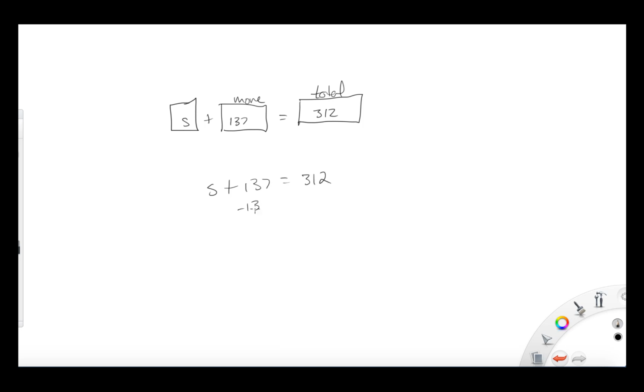And again, subtracting this, S equals, and then we're going to do this subtraction problem. And again, 175 is going to be the answer for S. So you're just doing some simple equation writing based on what the problem gives you. All right, what about the opposite?